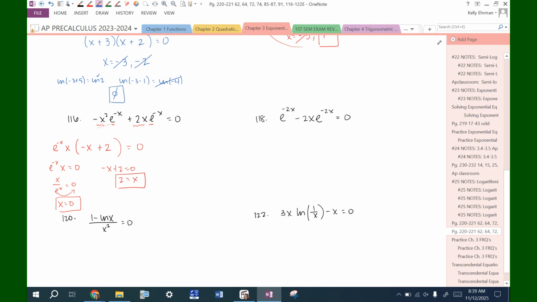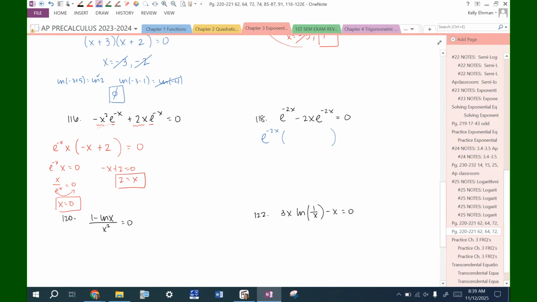All right, so let's take a look at 118. So again, I have x's all over the place in the exponents and down here. So this is a factoring problem because I can't simply isolate x or isolate the e. So factor out e to the negative 2x because they both have that. And I can't factor out an x on this one.